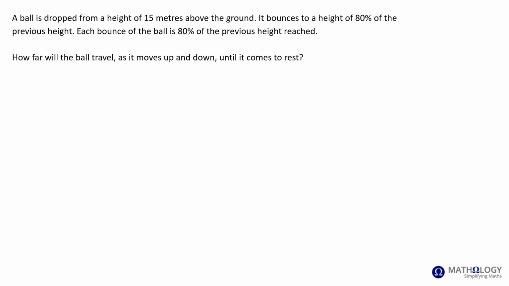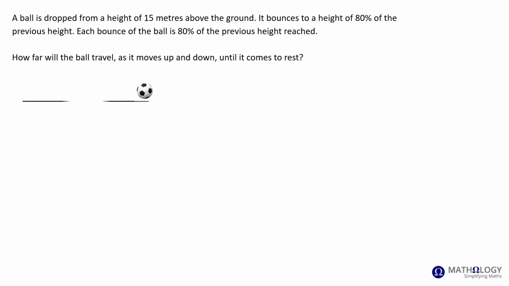A ball is dropped from a height of 15 meters above the ground. It bounces to a height of 80% of the previous height, and each subsequent bounce of the ball is 80% of the previous height. Determine how far the ball will travel, as it moves up and down, until it comes to rest. Before we begin, we will draw a diagram to better conceptualize the problem.